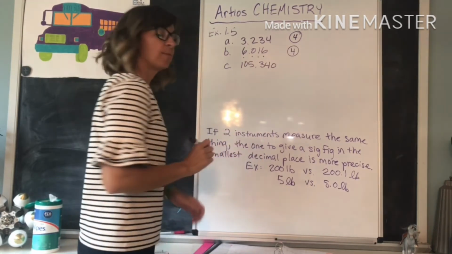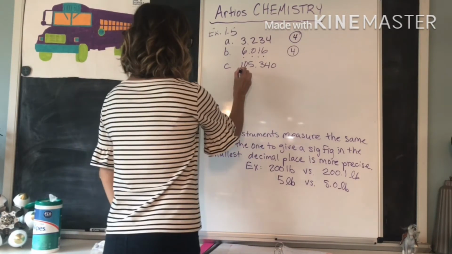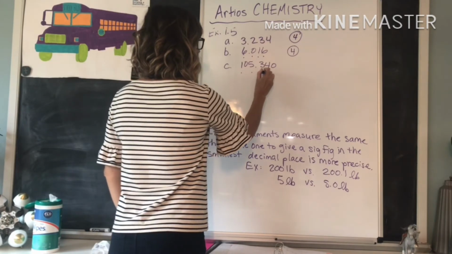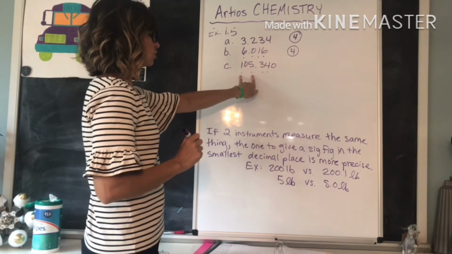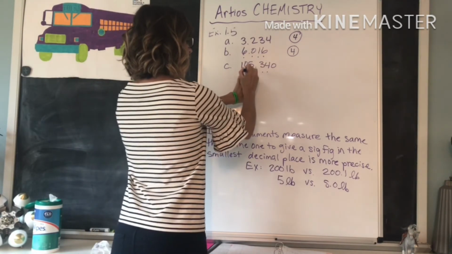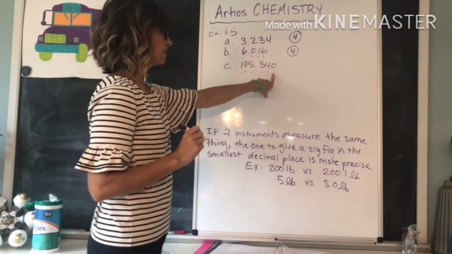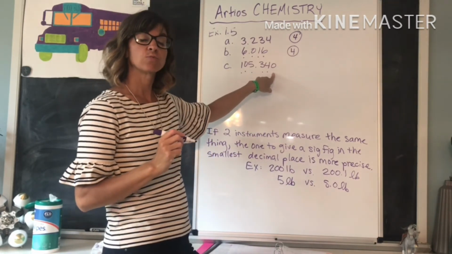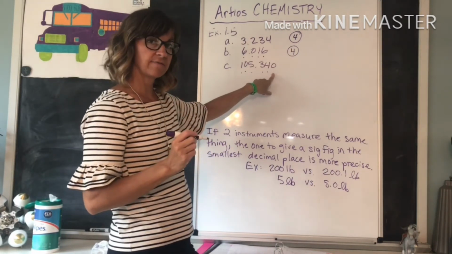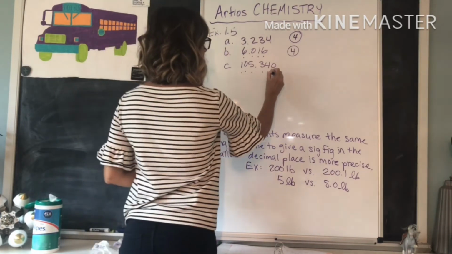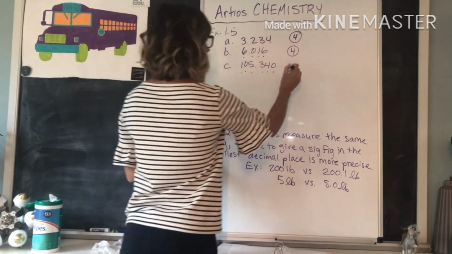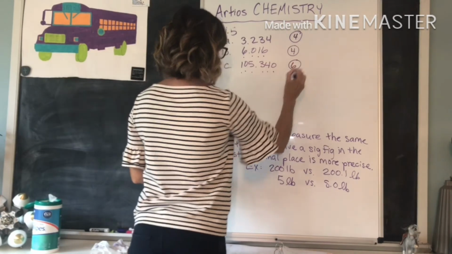C, 105.340. How many significant figures here? These are the ones that are non-zeros. 1, 2, 3, 4 of them. This 0 is in between two significant figures, so it is significant. This 0 follows rule number 3. It's at the end of the number, and it's to the right of the decimal place, so it is also significant. So this number has 6 significant figures.